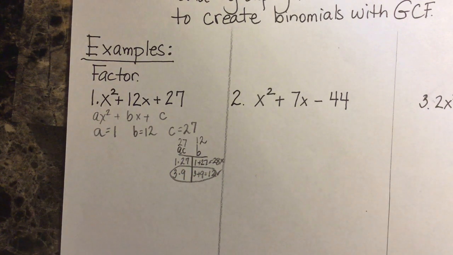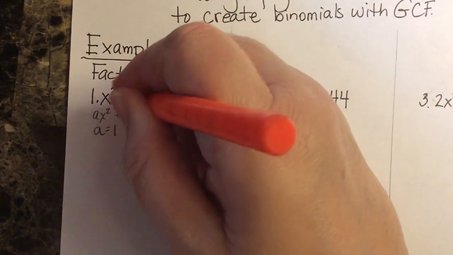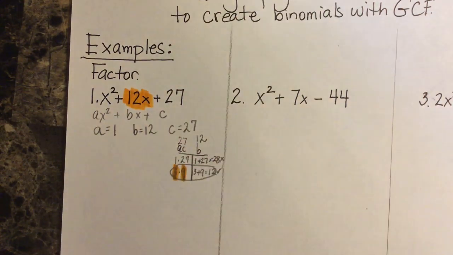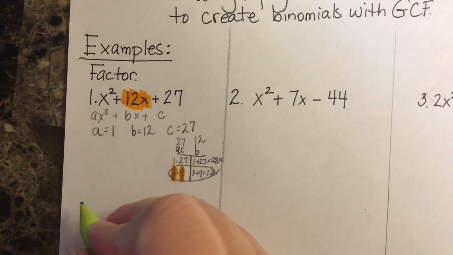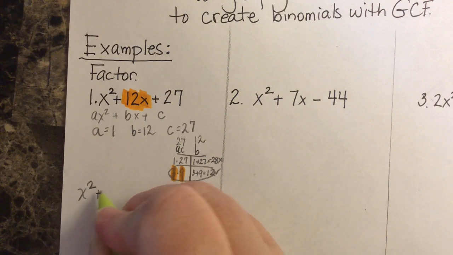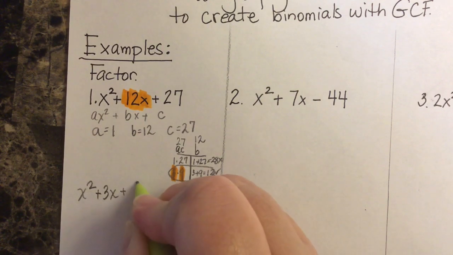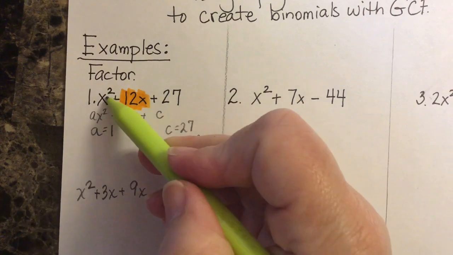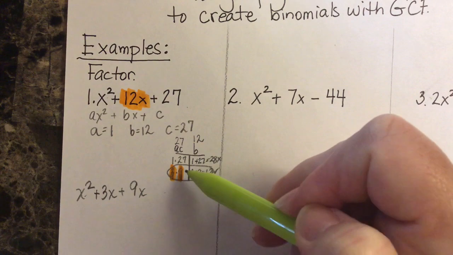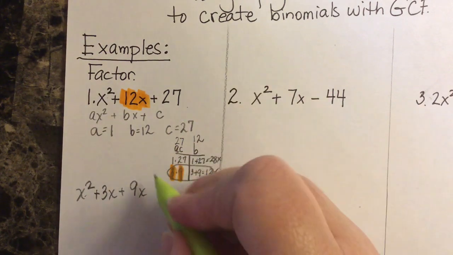So to use factoring by grouping, I am going to replace 12x with 3x and 9x. That's what I'm going to do. Replace 12x with 3x and 9x. X squared plus 3x plus 9x. The first term stays the same and the last term stays the same. The middle term becomes these two terms here.